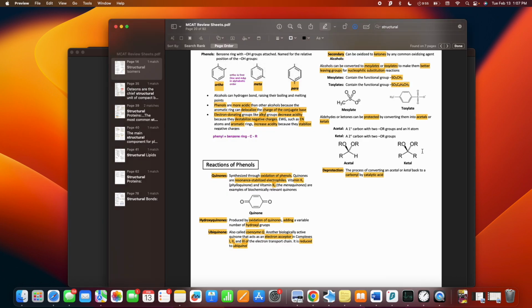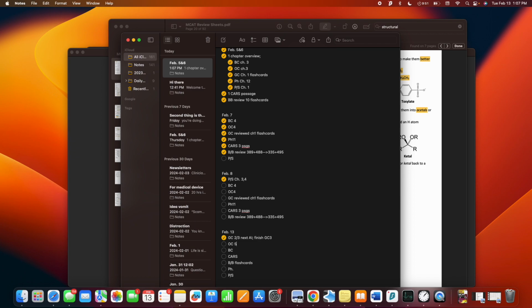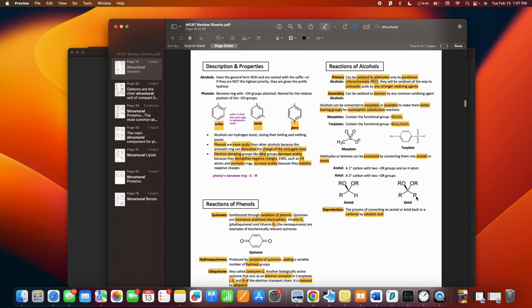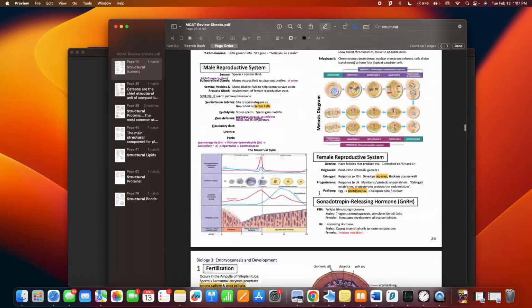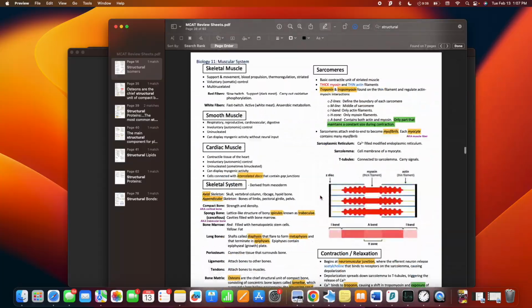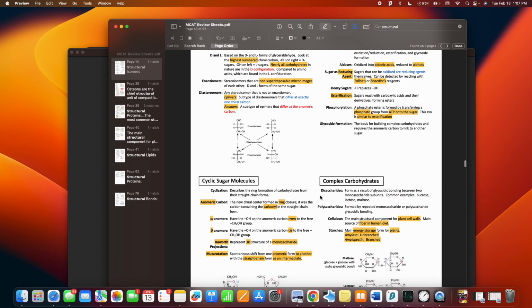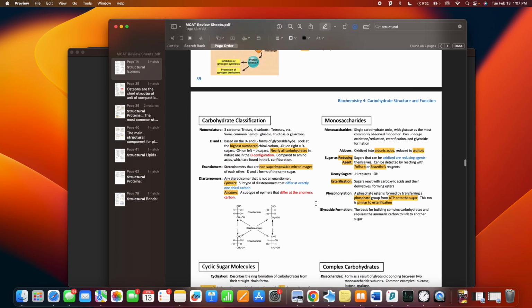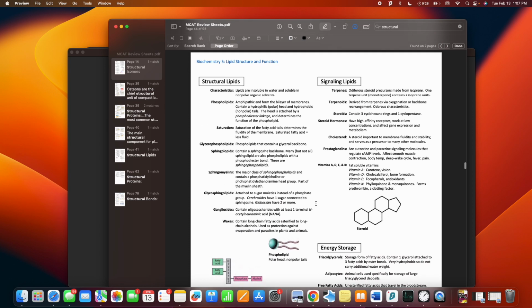So that was OC 5. Now we go to biochemistry. Anywhere that's not yellow, I'll just do it. So let's do lipids and their function here.